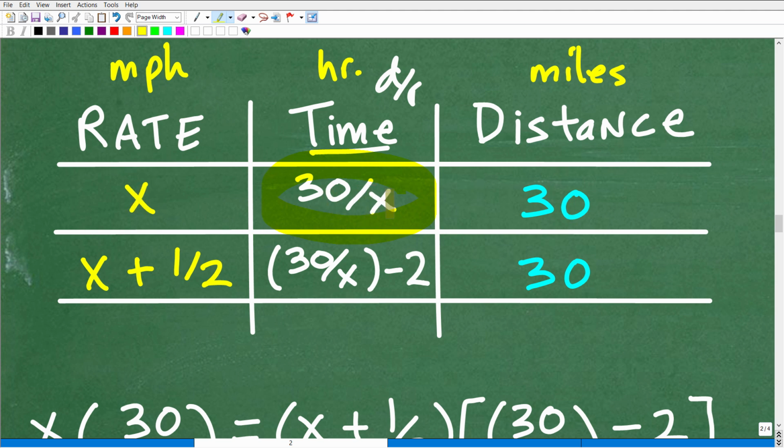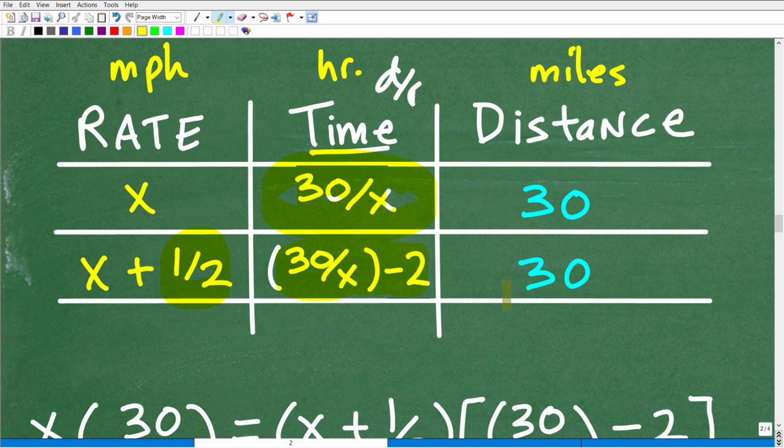Now we know the problem says that if he speeds up by 1/2 mile per hour, his time is reduced by 2 hours. So instead of writing an expression of distance divided by rate, what we're going to do is use this time, 30 over x, and subtract 2 from it, because that information was given to us in the problem.